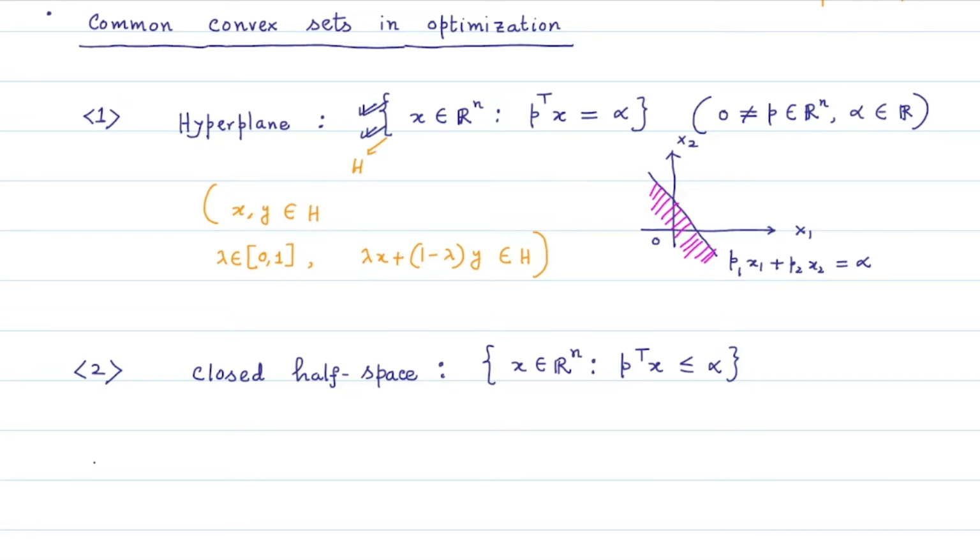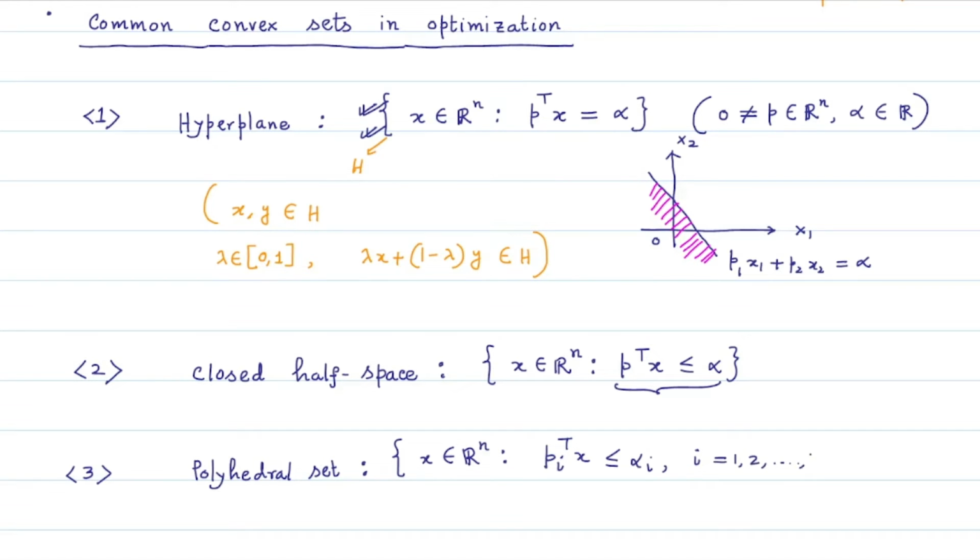A polyhedral region, which is defined by the intersection of finitely many closed half spaces, is also an example of a convex set. A polyhedral set is mathematically presented by the set of all points in Rn that satisfy finitely many inequalities of this type. That is, let's suppose pi transpose x less than or equal to alpha i, where pi's are non-null vectors in Rn and alpha i's are real numbers.